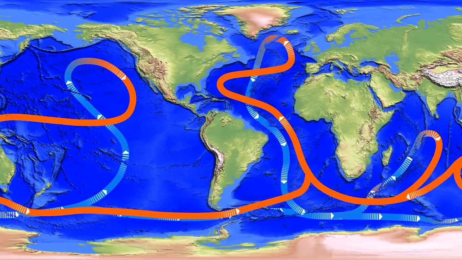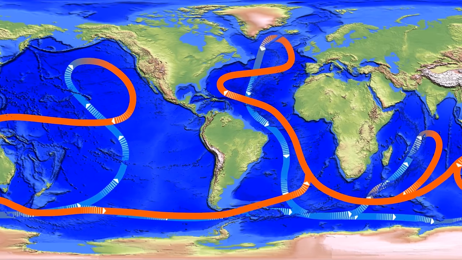These currents, these rivers, for lack of a better term, that run through the ocean and crisscross the oceans, are also responsible for the distribution of temperature, salinity, and nutrients on which all life in the ocean is based. They're also responsible for creating some really weird climate anomalies.